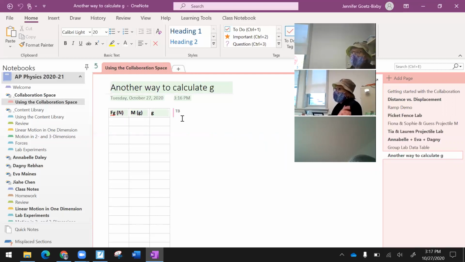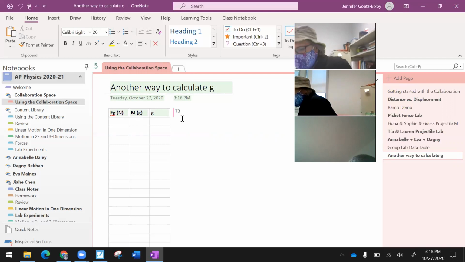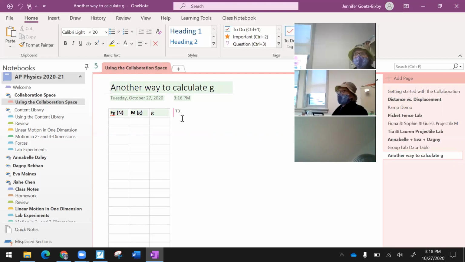If different students measure the same masses, that's okay. We'll average those values together, or actually we can put them all in the data table. You don't go above 500 grams, and that's what'll happen: it won't read anymore.